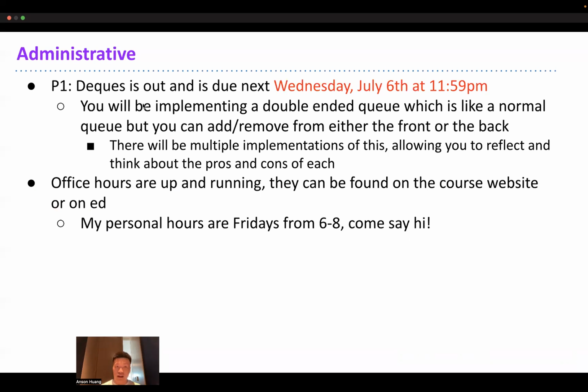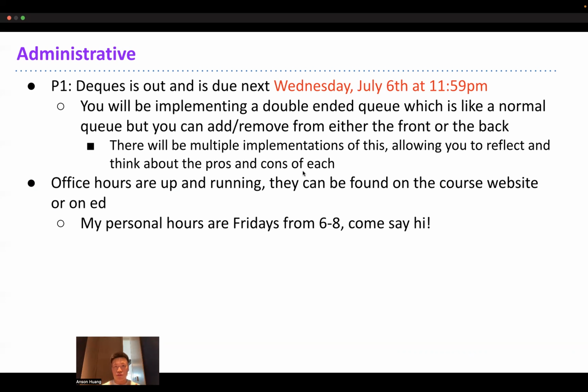But yeah, in this project, you're going to be implementing a double-ended queue. This is just going to be a normal queue, but you can add and remove from either the front or the back. Typically with a queue, you can only add to the back and remove from the front. But in this double-ended queue, you can do either of that in either the front or the back.